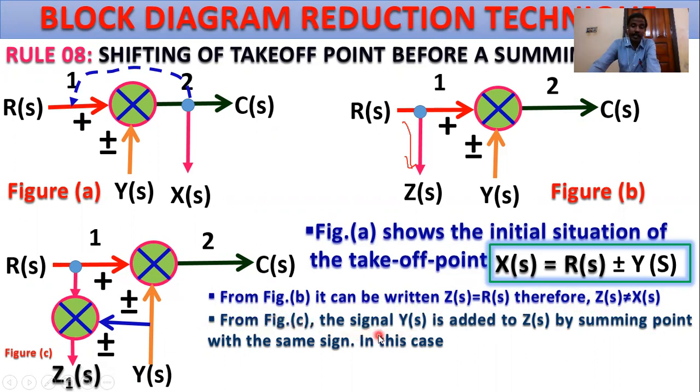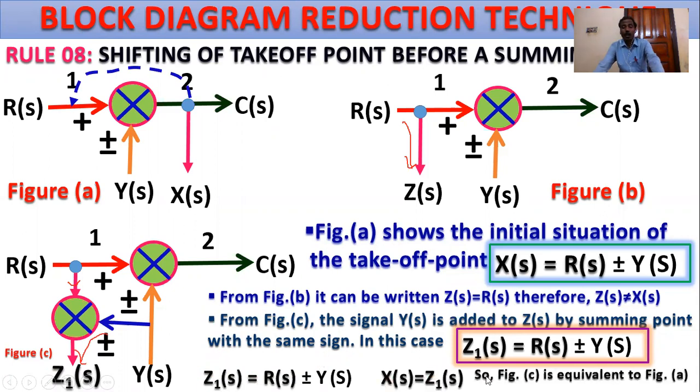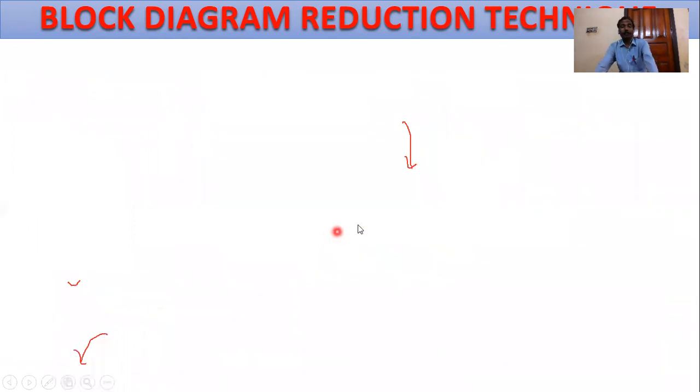From figure C, the signal Y(S) is added to Z(S) by a summing point with the same sign. In this case, Z1(S) equals R(S) plus minus Y(S), because this path R(S) is positive, and this path is plus minus Y(S). So Z1(S) equals R(S) plus minus Y(S). Then X(S) equals Z1(S). So figure C is equivalent to figure A.